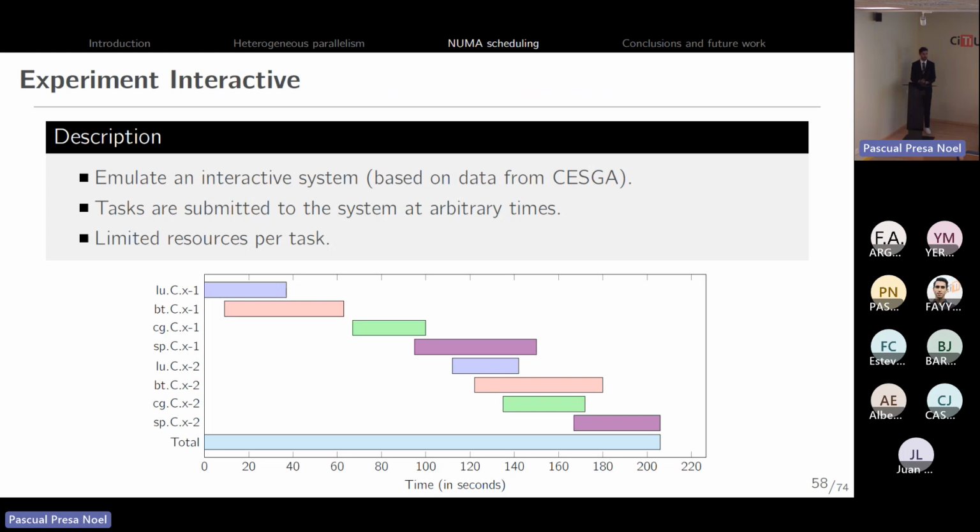In the experiment interactive, we try to emulate the use of an interactive system. We used data provided from CESGA to do so, and in this experiment, tasks are submitted at arbitrary points of time with no fixed pattern, and the amount of resources given to each task is limited.